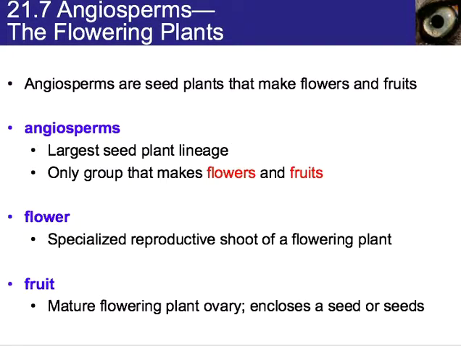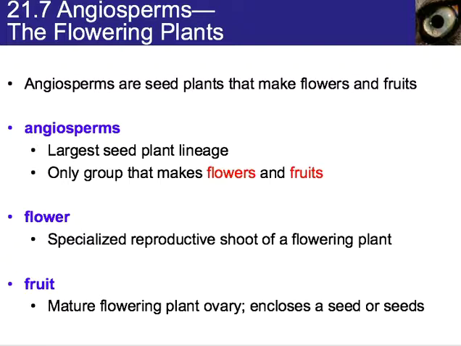Angiosperms are seed plants that make flowers. So gymnosperms, no flowers. Angiosperms make flowers and fruits. Angiosperms are the largest seed plant lineage, and they're the only group that makes both flowers and fruit. So any fruit tree or fruit plant is going to be an angiosperm, and any plant that flowers.